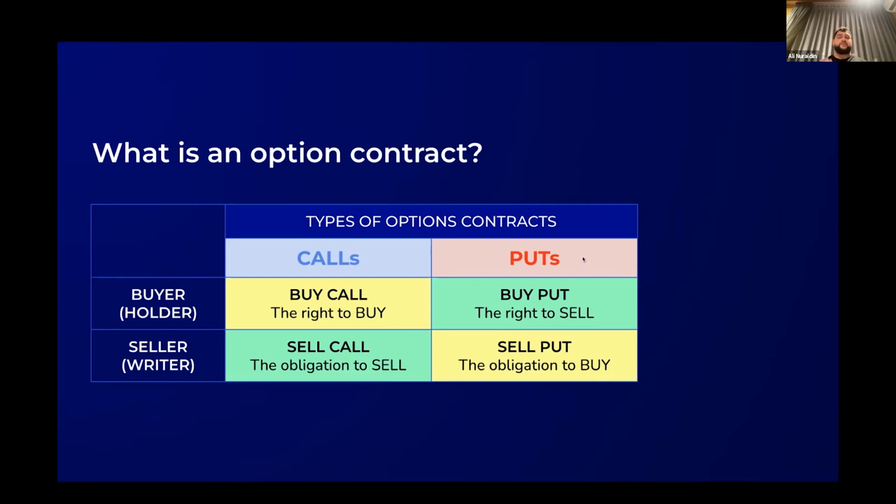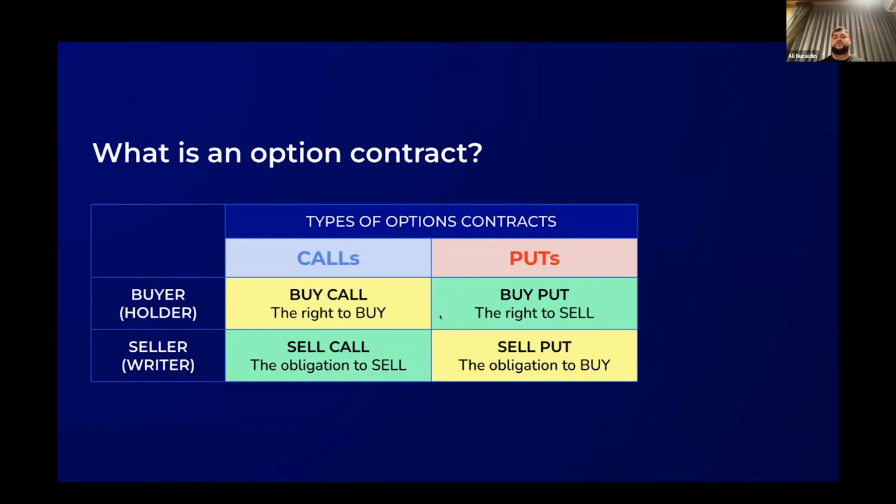Option contracts are settled between two counterparties. One counterparty is called the buyer or holder, the other is the seller or writer. I will just quickly go through it. The buyer of the call option has the right to buy an asset, and the buyer of the put option has the right to sell an asset. But the seller of the call option has the obligation to sell the asset at a specific price, and the seller of the put option has the obligation to buy the asset at a specific price.